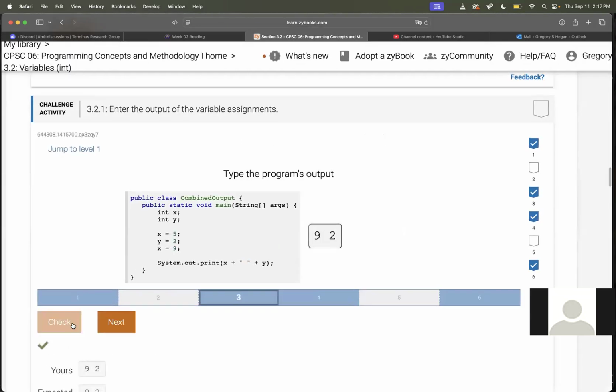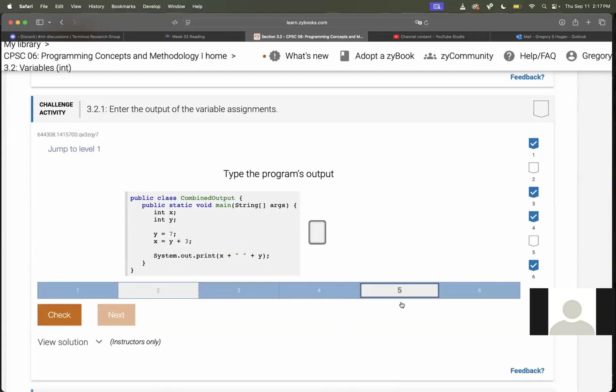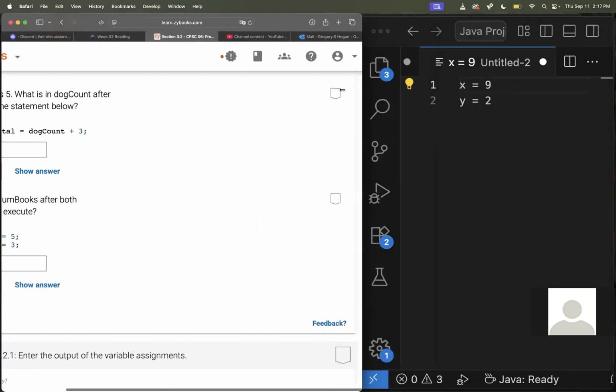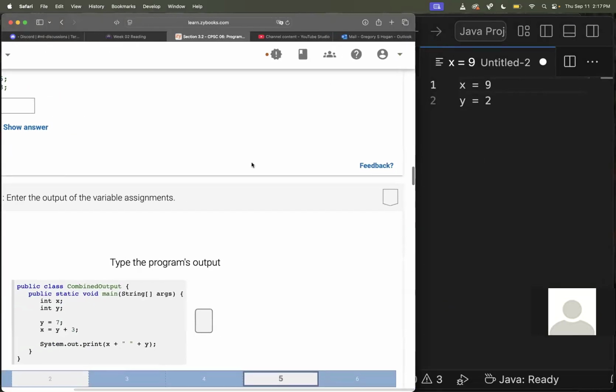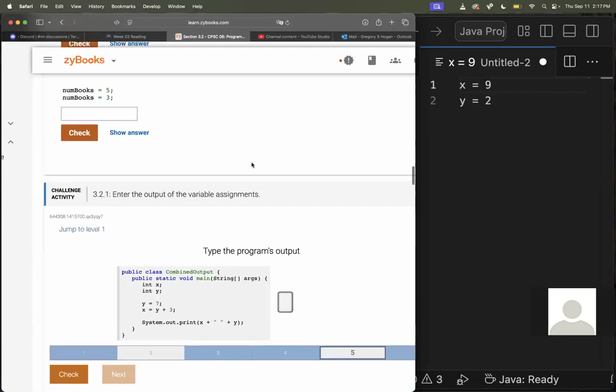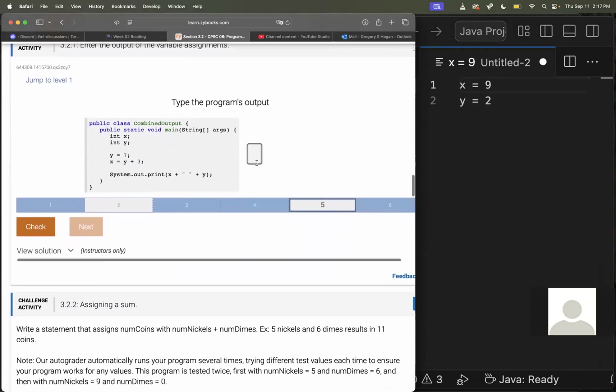And then we can check it. And of course, we got it right. So let's jump to number 5 and do another one. Same sort of thing happening here. Maybe let's try to get it like this so we can see two things at once.